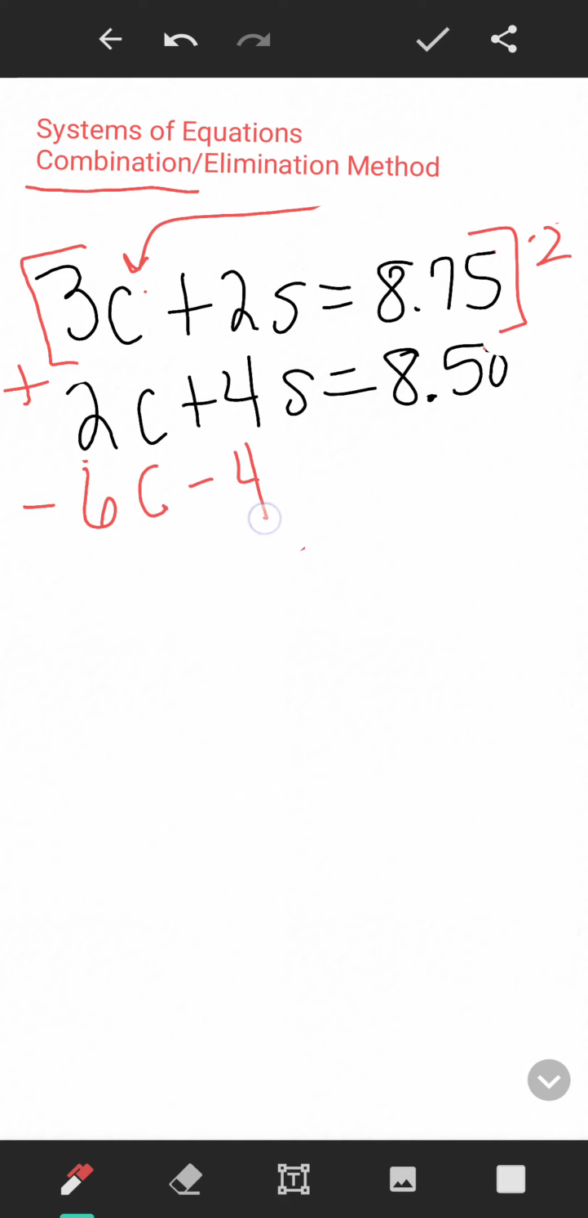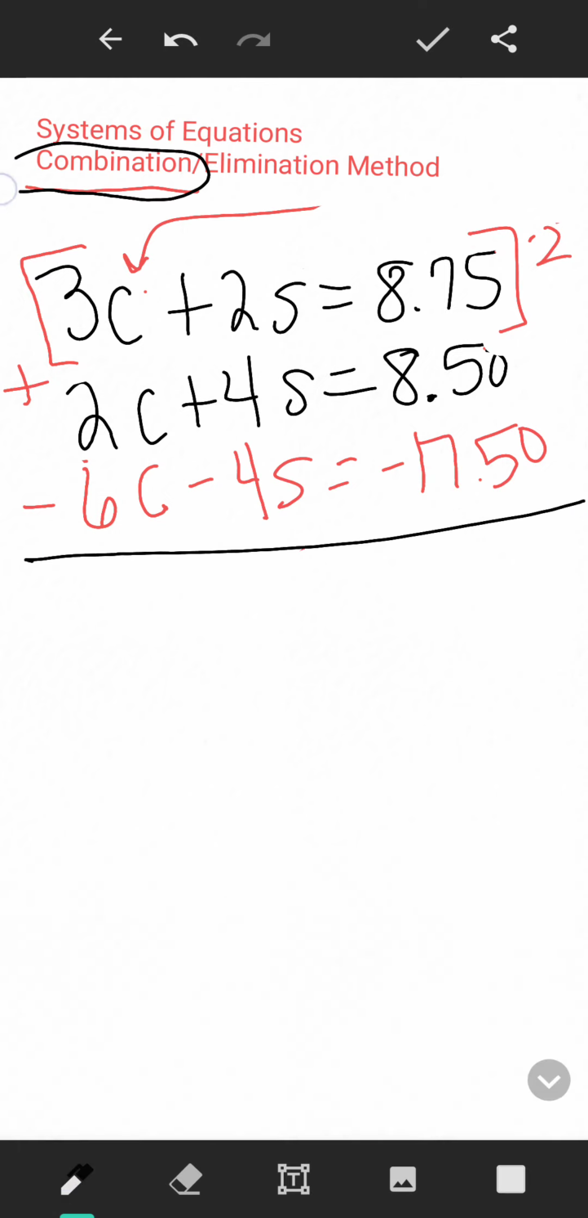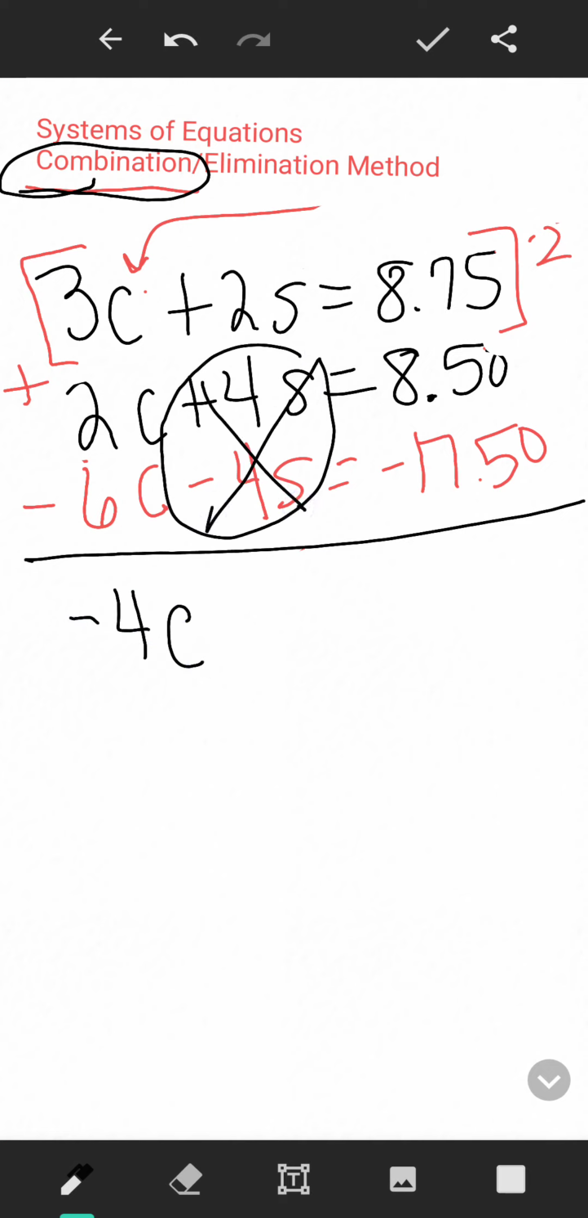-6C, -4S is equal to -1750. Now I'm going to add these two equations that I have at the bottom together. I'm going to combine them and make them into one equation. So 2 and -6 is going to make -4. Here, I've created that zero pair. It eliminates and goes away.